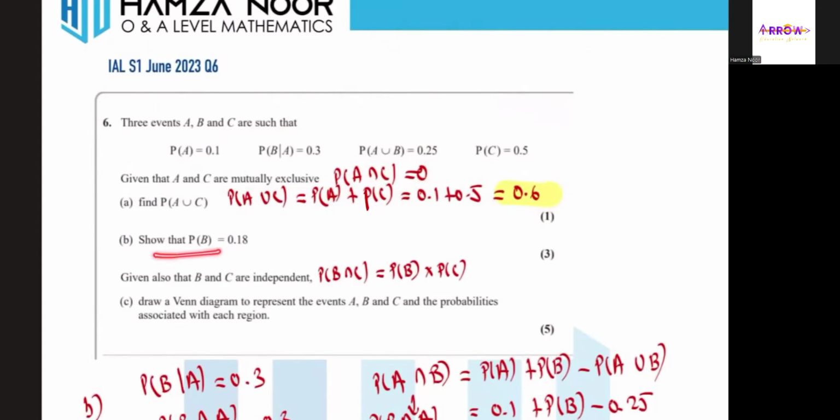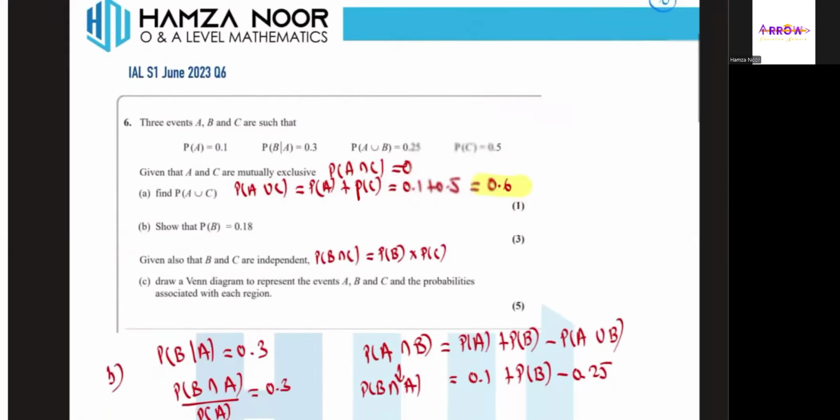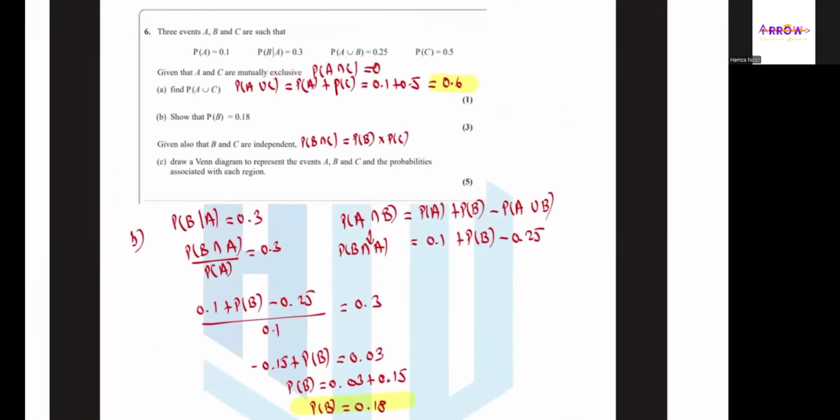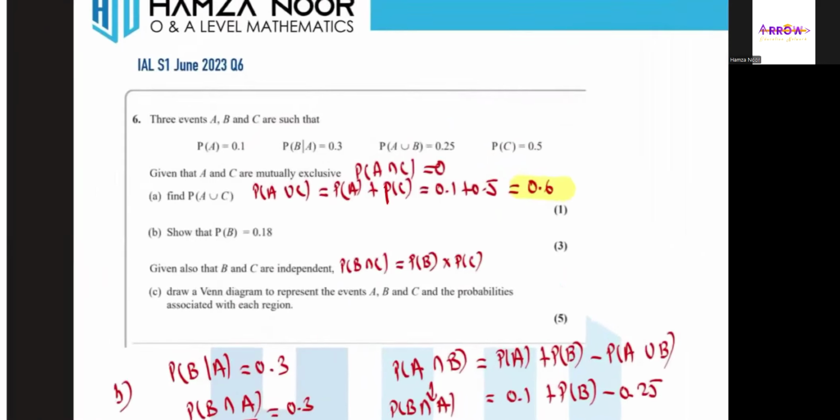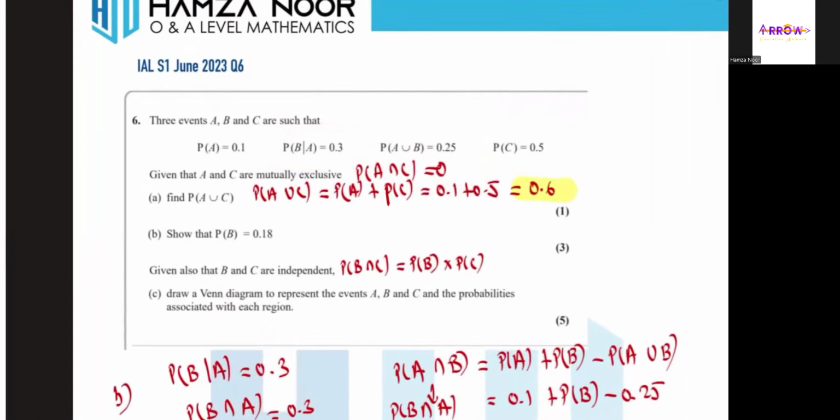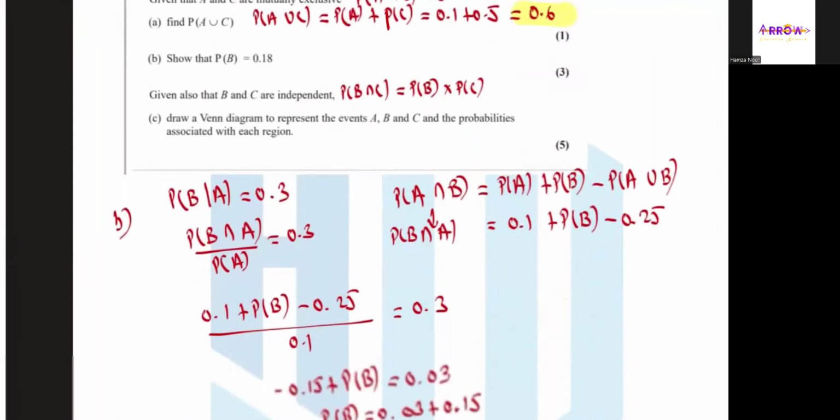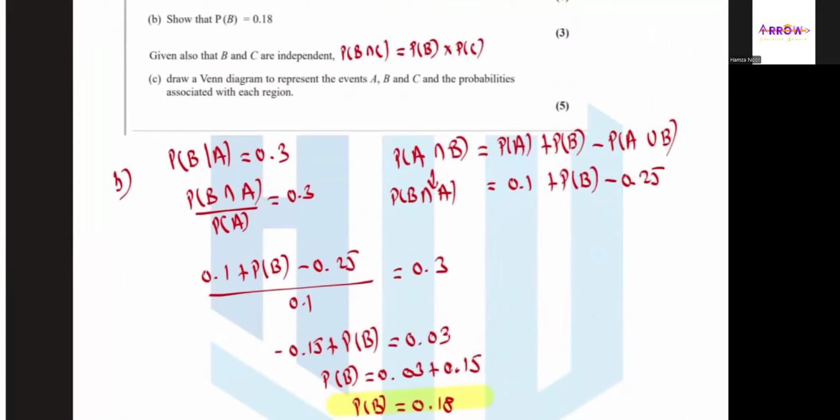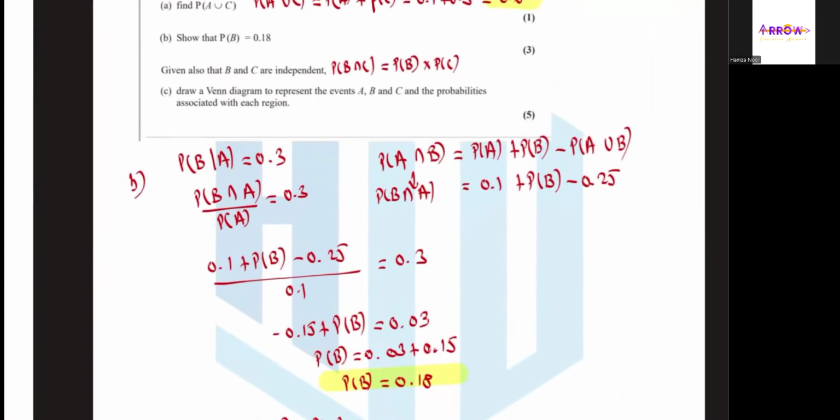After that, we have part B, which says to show that the probability of B is 0.18. The condition given to us about events A and B is a conditional probability that B given A is 0.3. So the formula is: the probability of B intersection A divided by the probability of event A is equal to 0.3.